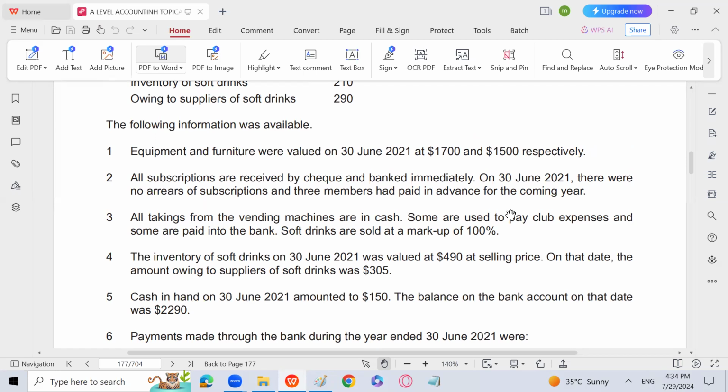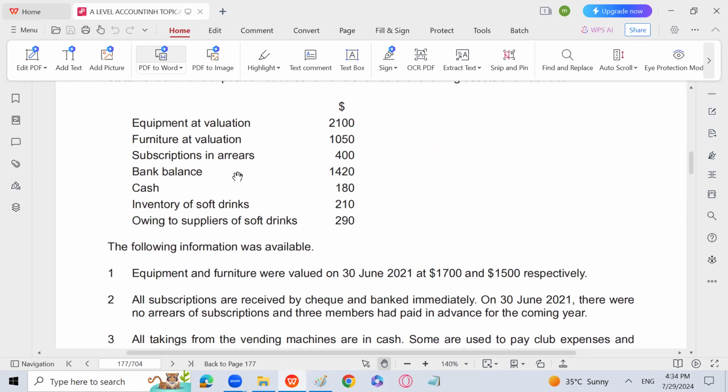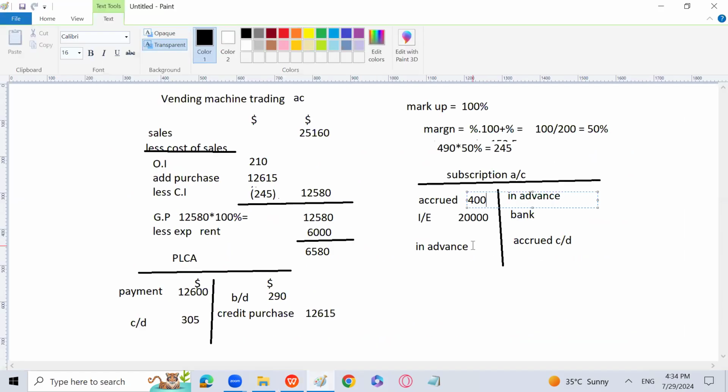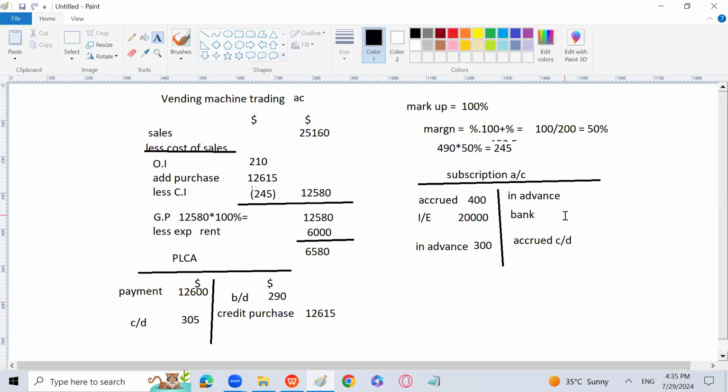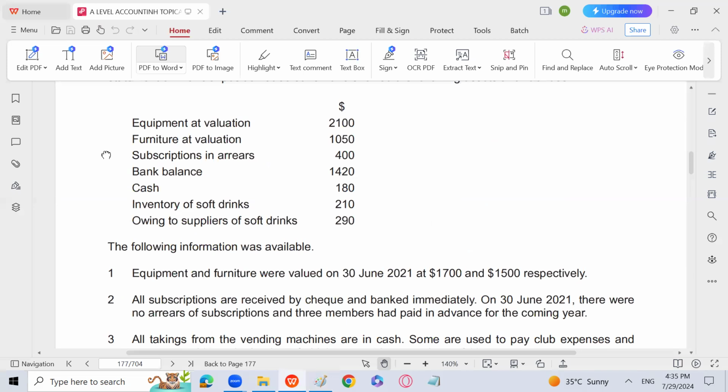But 3 members have paid in advance for the coming year. So subscription in arrears is given, but 3 members have paid in advance at the end. So we have in advance carried down of 300. So the bank figure is going to be 20,700. So we have already found that the subscription received amount through bank is 20,700. Okay.